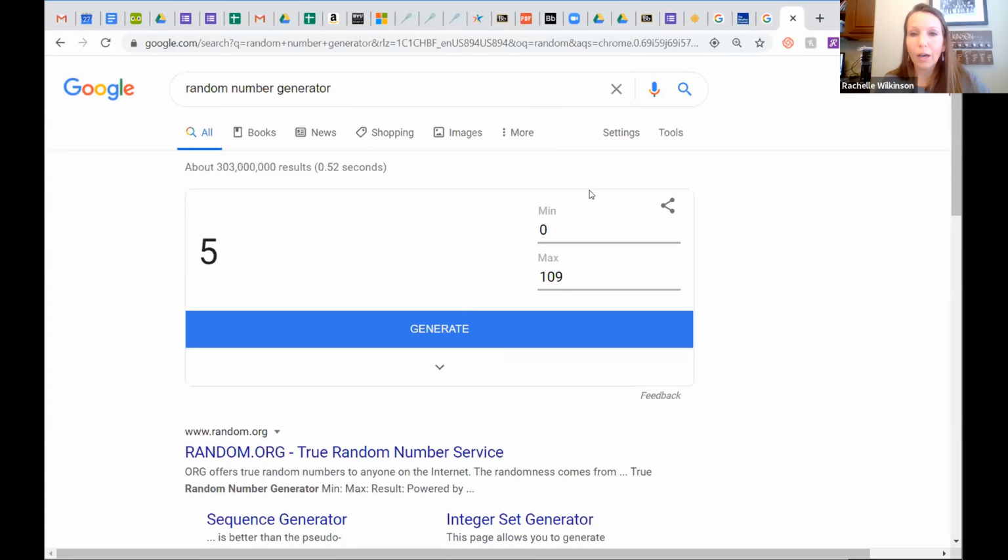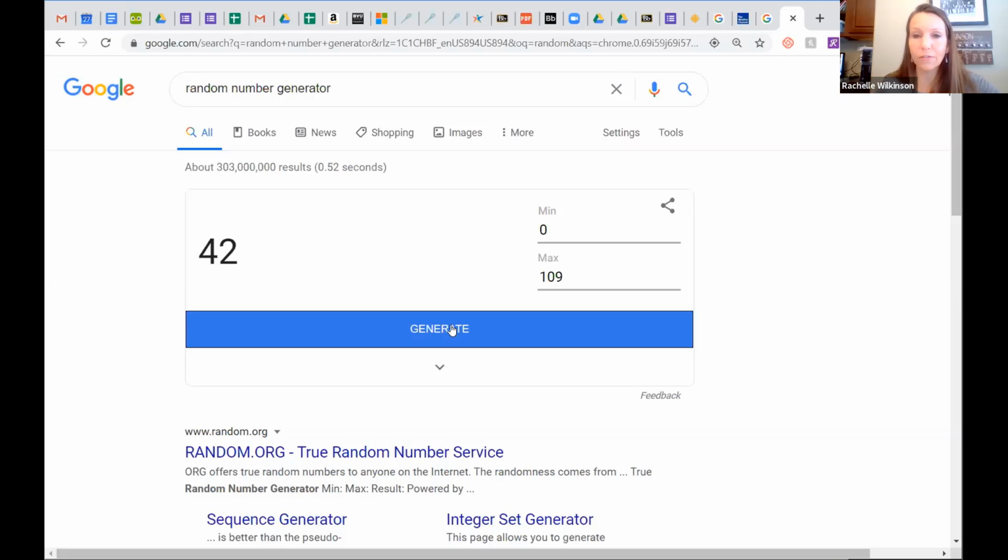Okay, so I put in my min as 0 and my max is 109, and then I'm going to click on that generate button, and it's going to give me a random number. So you're going to do this 5 times. So write down these 5 random numbers. Click on this generate button 5 times. Your numbers are going to be different than mine. Everybody in the class is probably going to have different numbers. So just click on that generate button 5 times to get your 5 random numbers.